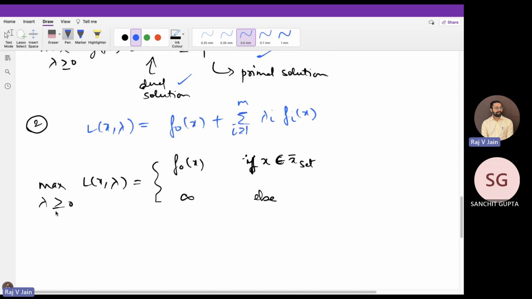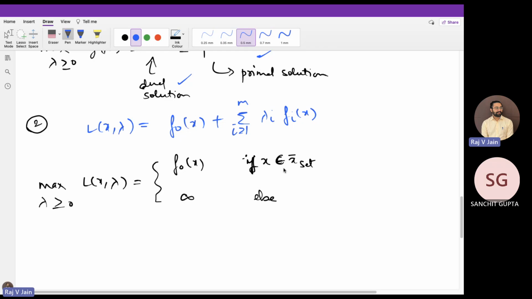So you are saying if the function is outside that range, the maximum value would be infinity. Infinity, because we can take any value of lambda, which can also be infinite. Correct. That's it. So the idea is if any one of the lambdas is infinite, this will be infinite, right?